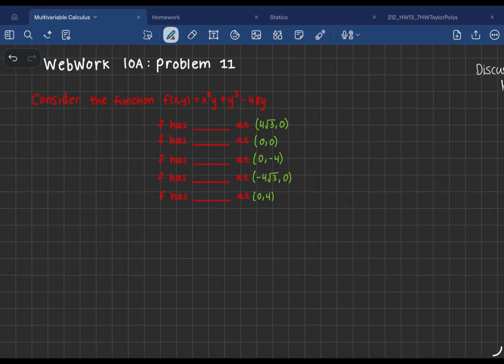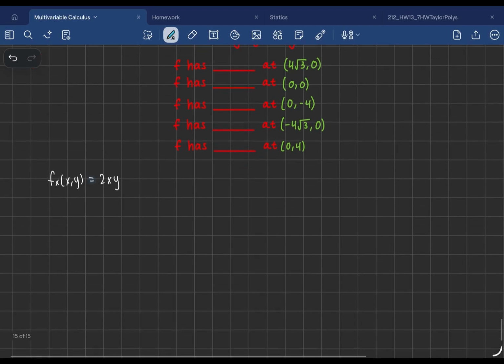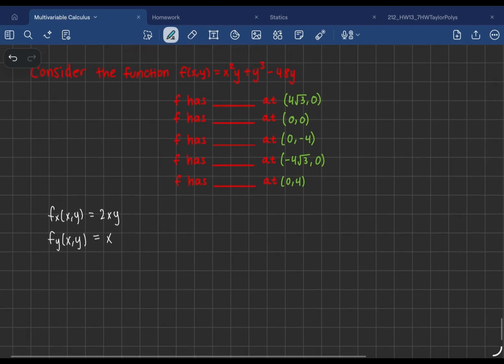Okay, so in order to test each of these points, we have to get our second order partial derivatives. And to do that, we have to start off by getting our first partial derivatives. So we're going to take the derivative with respect to x, where we treat y as a constant, and that will get us 2x times y. And next, we have to take the derivative with respect to y, where we treat x as a constant, and that you will get x squared plus 3y squared minus 48.